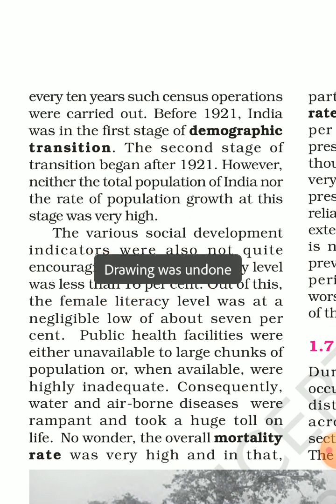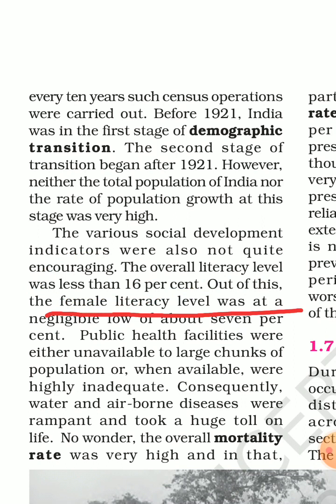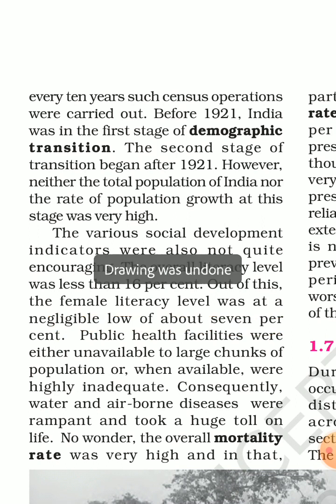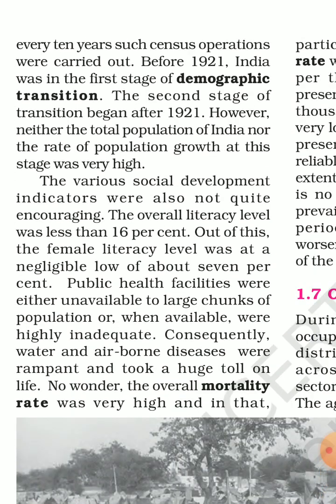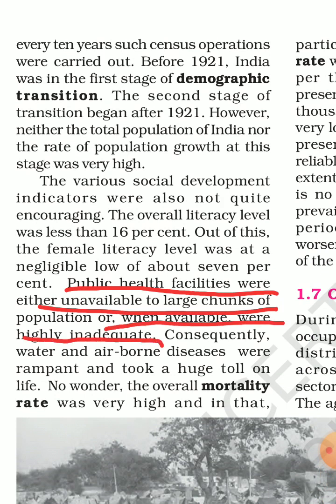Out of this, the female literacy level was very low, about 7%. See, overall it was 16%, but if we talk about female literacy, then it was around 7%. So the literacy rate was very low. Now the second indicator which is about health: public health facilities were unavailable to large chunks of the population. When available, they were inadequate. It was not sufficient for the people.